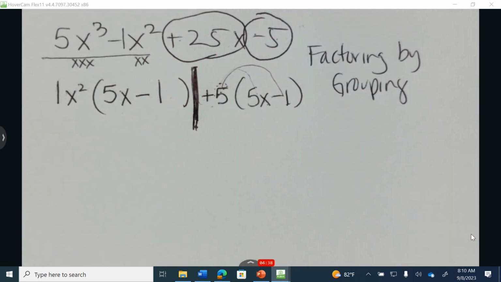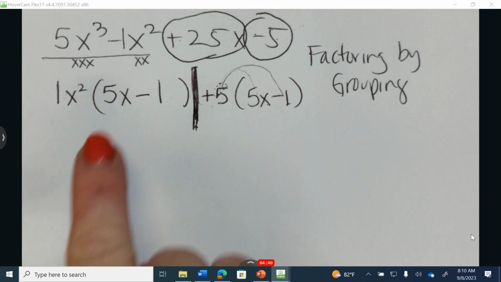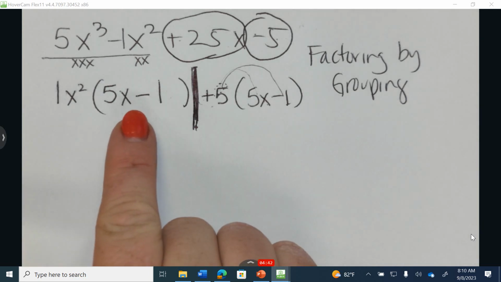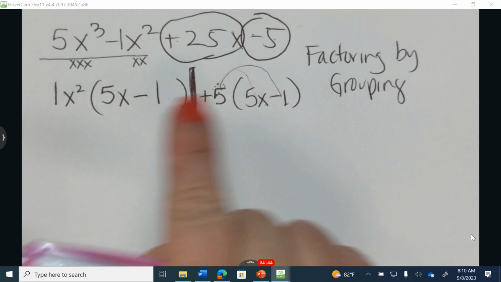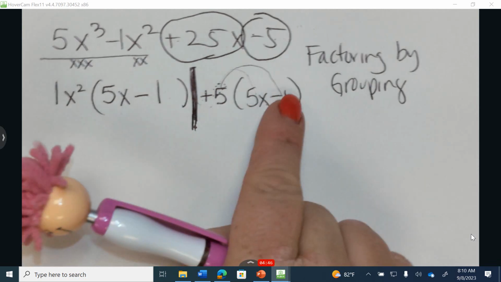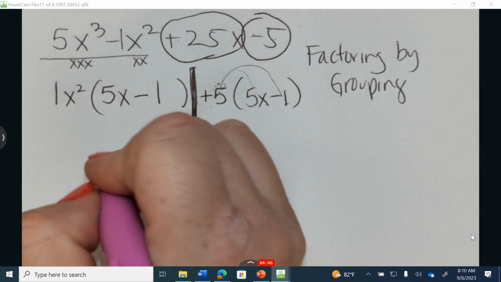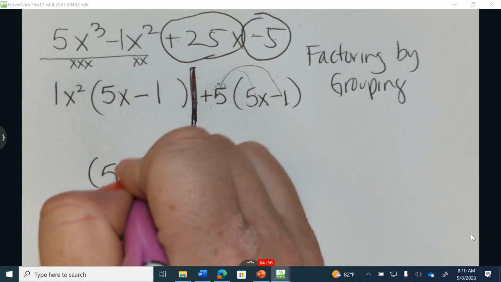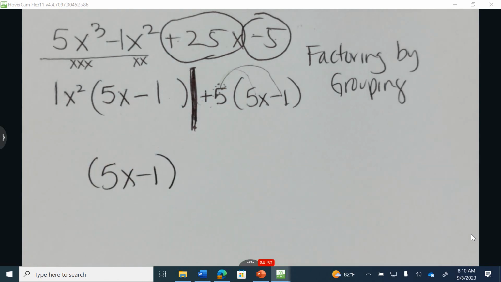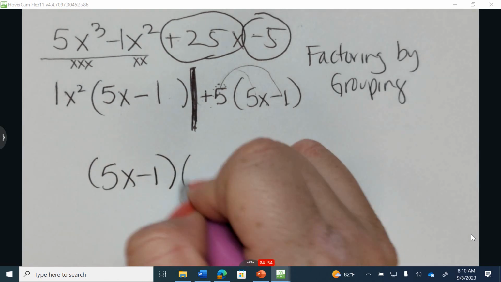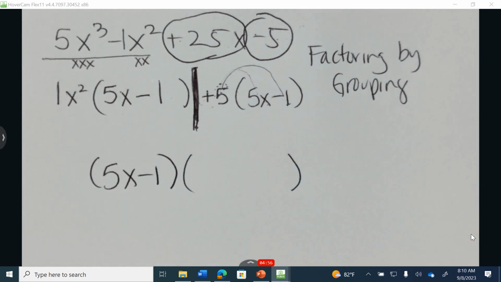When we factor using this form, we are consistently going to see that we have these parentheses in common. That's going to be consistent. So I'm going to take whatever's in parentheses and I write it down only one time. Only one time. And then I'm going to put an open parenthesis in back that I'm going to fill in.